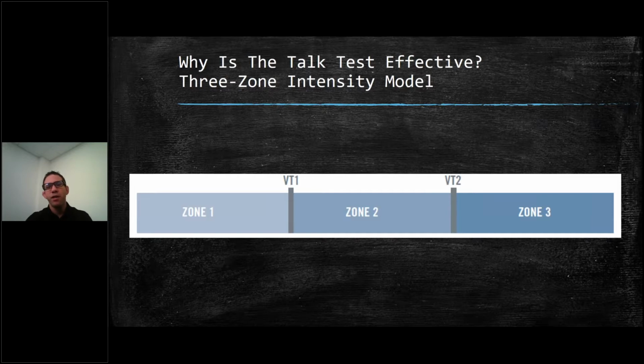You can maybe get a word out at a time, but it would be interrupted by your breathing and your need to blow off that CO2 that's in your system. So if you think about it this way, below VT1, I can talk comfortably. At VT2, you're kind of not sure if you can talk comfortably. Talking becomes more challenging. And then when you cross over VT2, you definitely cannot talk comfortably.